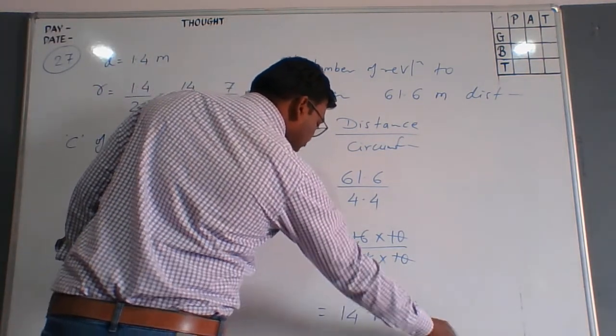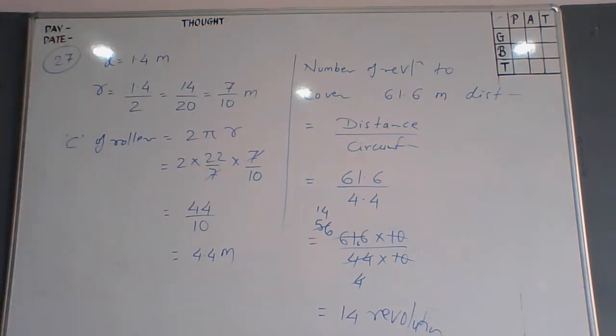So that means the wheel has to make 14 revolutions to cover a distance of 61.6 meters. Okay. So please note it down in your notebooks.